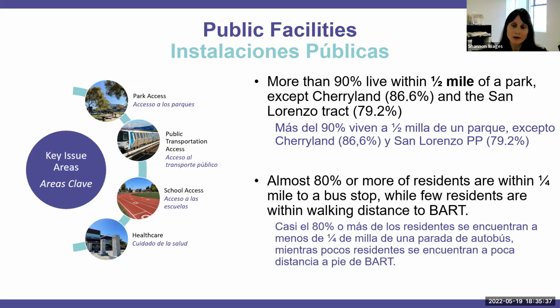And we also found in our data that more than 90% of the communities, so the majority of residents, do have access, are within a 10-minute walk of a park. So it's great that we're ground truthing this data with you tonight. Cherryland and San Lorenzo have a little bit less. So Cherryland has 87% and San Lorenzo 79% access to parks.